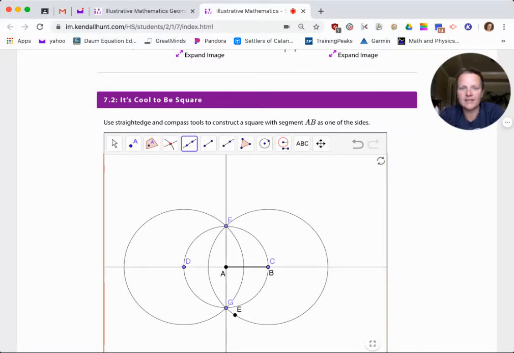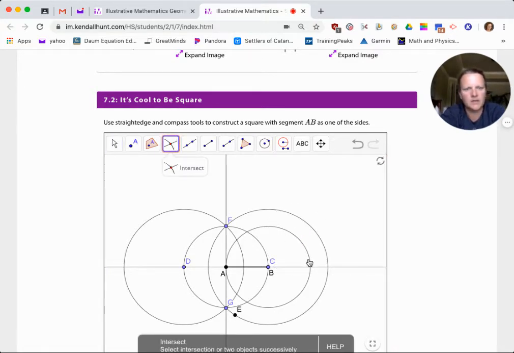Construct a circle B with radius AB. I already did. No, I didn't. Circle B, nope, so let's do that. And then mark the intersection of circle. Hold on. Oh, this should be circle B. There we go. Mark the intersection of circle B with line AB. Oh, don't want that. Intersection, circle B with line AB.